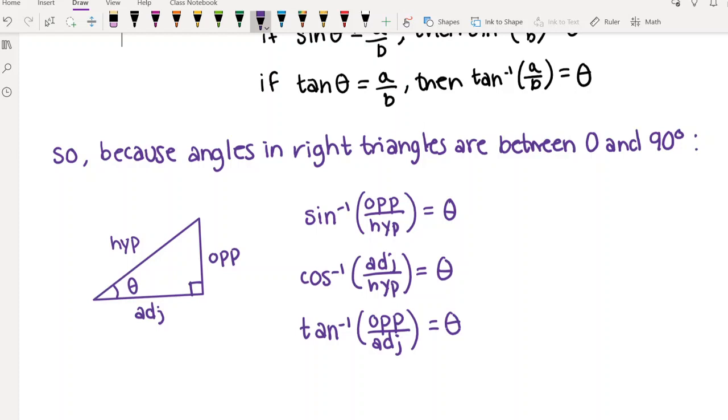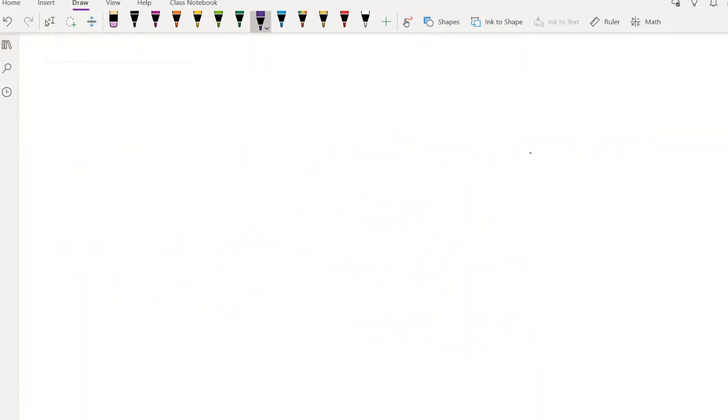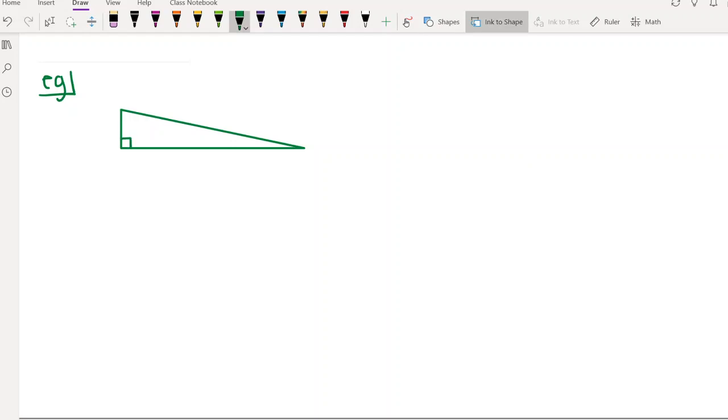Okay, so let's do some examples. We're going to do one more that's just a picture of a triangle, and then we'll do a couple that are word problems. So let's say that we have a triangle here. So very long and skinny triangle. Well, that one came out pretty good. Let's say that we know that this side is length 10 and this side is length 50, and we're trying to figure out what this angle here is.